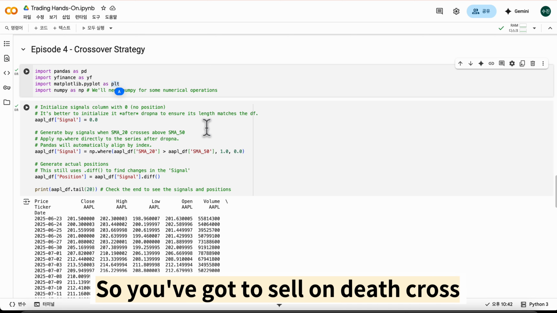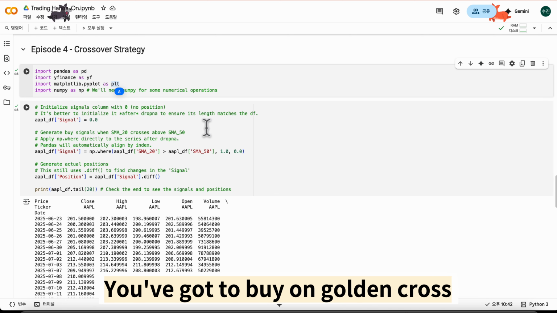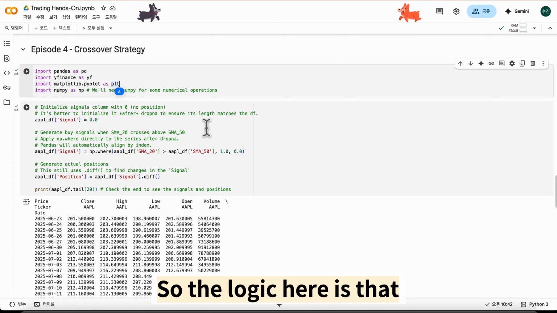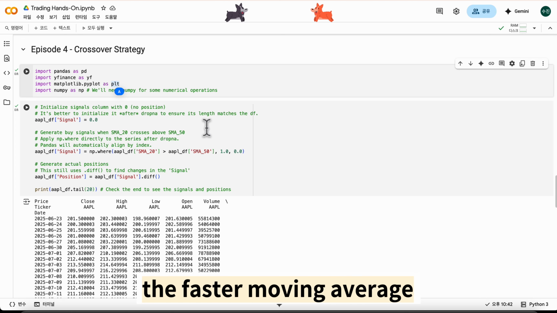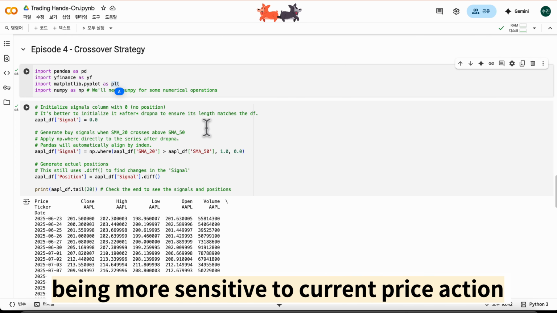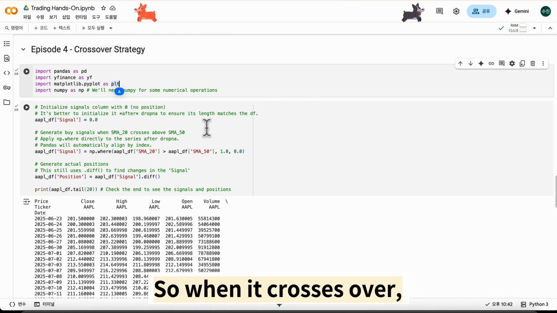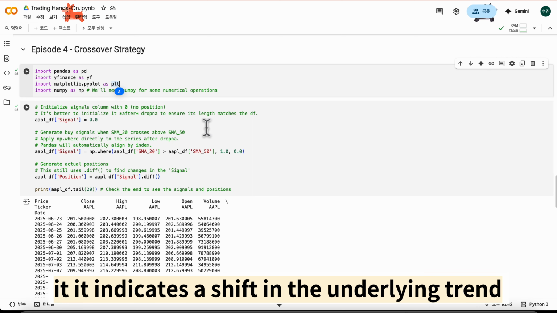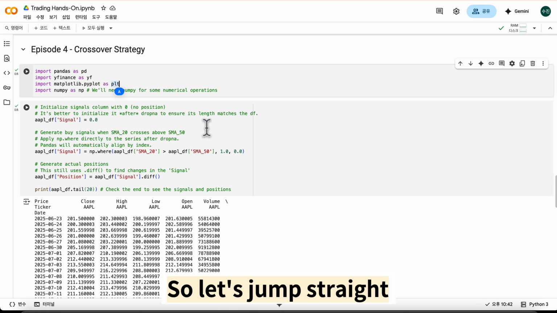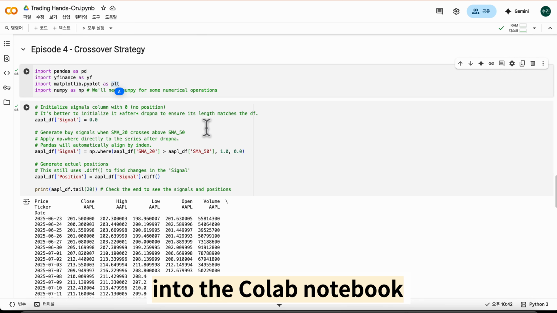So you've got to sell on a death cross, and you've got to buy on a golden cross. The logic here is that the faster moving average, being more sensitive to current price action, leads the slower moving average. So when it crosses over, it indicates a shift in the underlying trend. Let's jump straight into the Colab notebook to implement this.